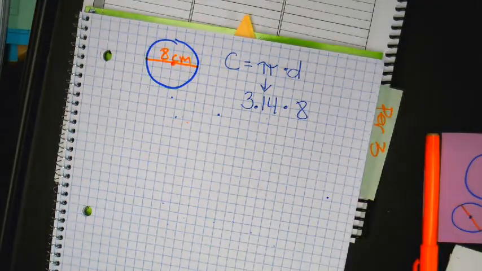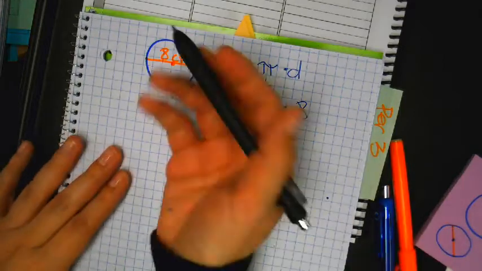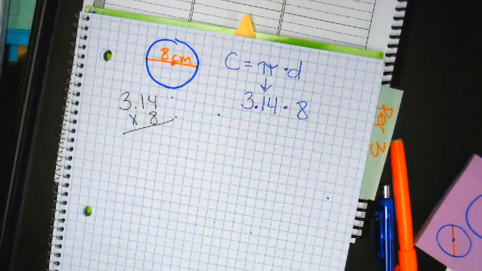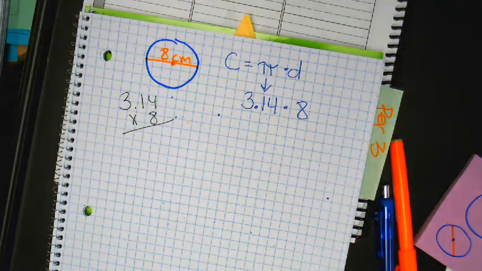Good. Okay. If you need a calculator, use it. If you need to go on the side and do 3.14 times 8, fantastic. If you can do it on paper, do it on paper. If not, type it out. Tell me an answer, but you need to do it.